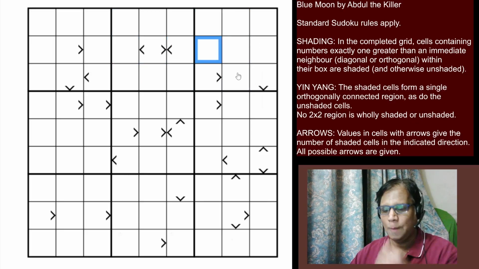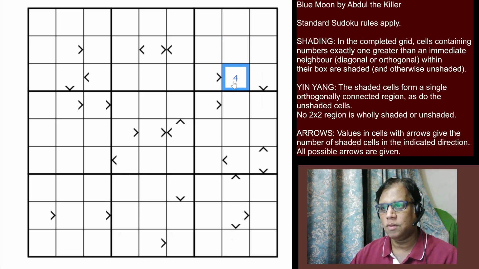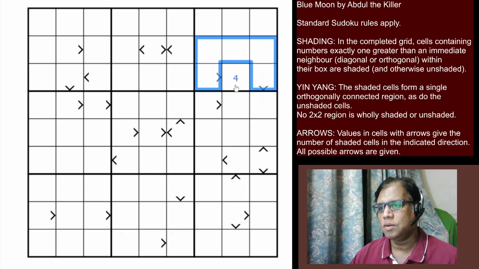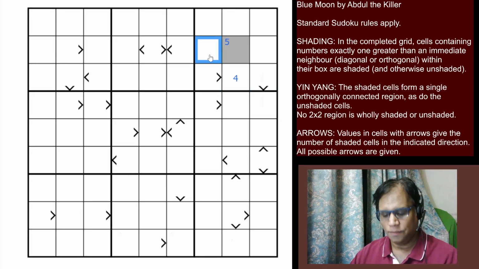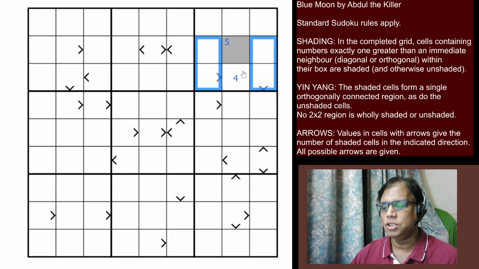So what it is saying is that if any number is there, let's say this is number 4, and there is a 5 anywhere around here, that number should be shaded. So if this is 5, this must be shaded. If 5 is anywhere here, which is 1 greater than 4, a number exactly 1 greater than an immediate neighbor, even here or here, not necessarily orthogonal, it is shaded.